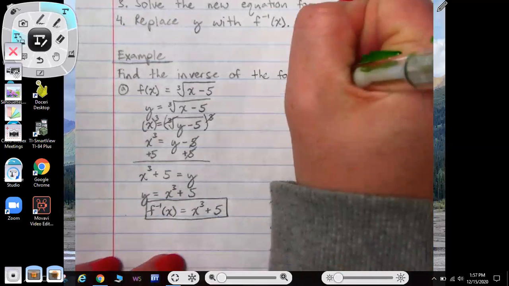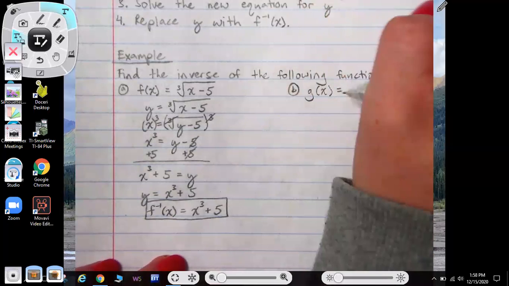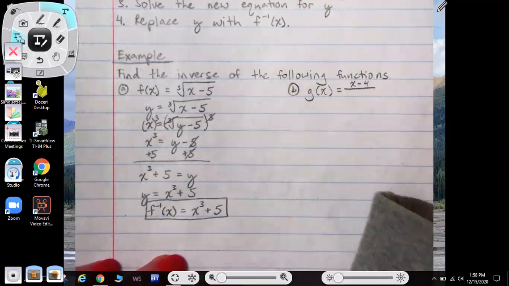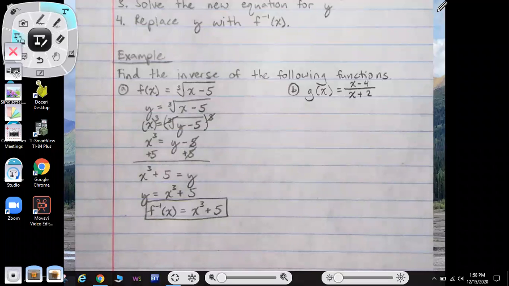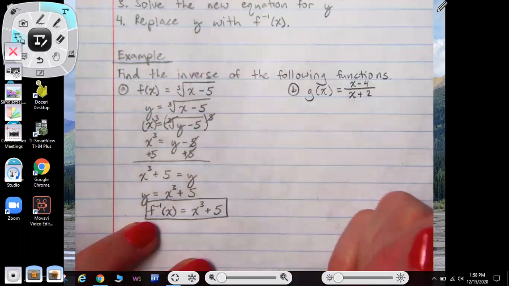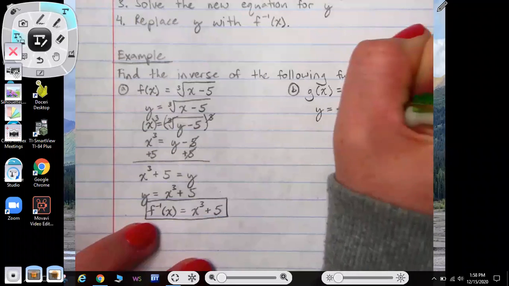Okay, let's look at part B of this example. g of x equals x minus 4 over x plus 2. First step: our step says replace f of x with y. We have g of x, same thing. We're replacing g of x with y. So y equals x minus 4 over x plus 2.